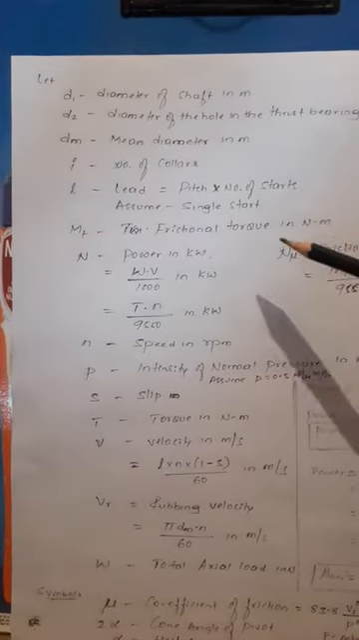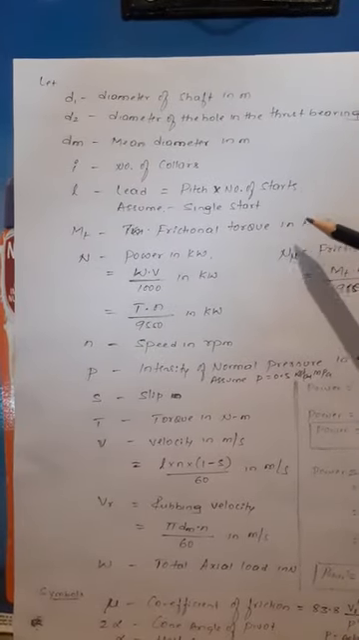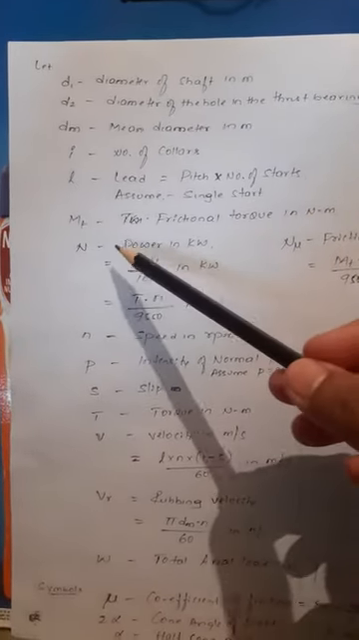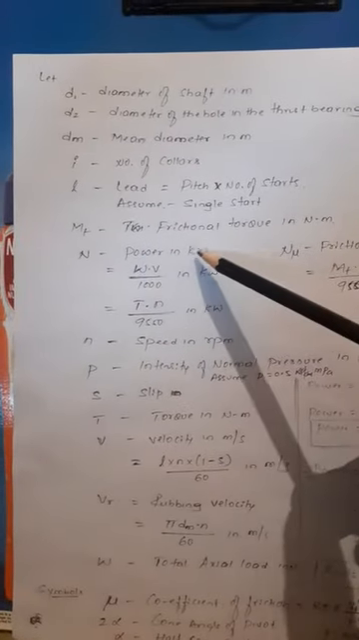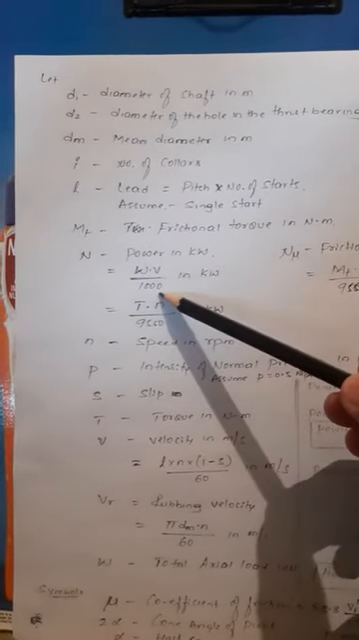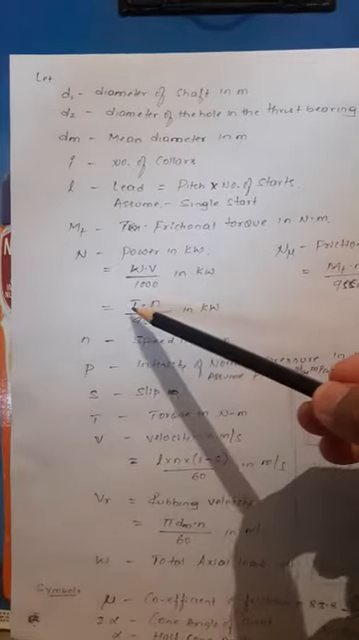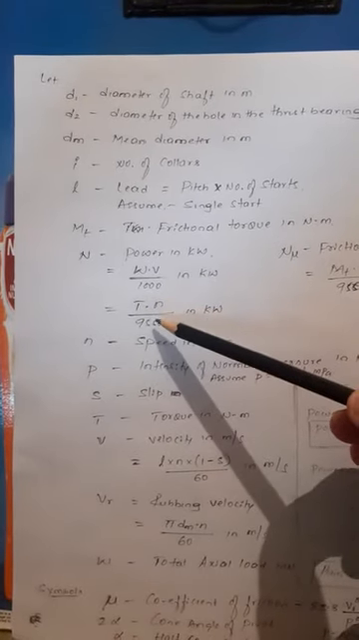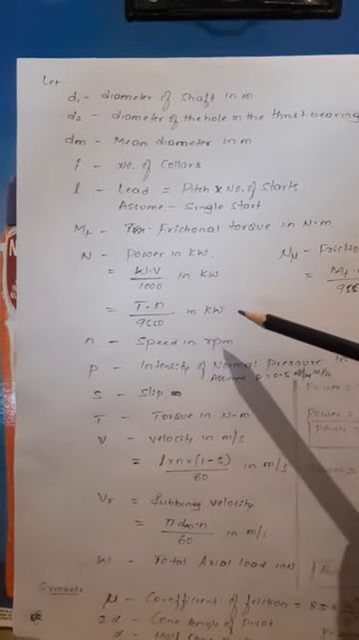What is the loss of torque? It is resisted. This is in Newton meter. Now power, as you know, power in kilowatt is equal to W into V divided by 1000, or one more formula: torque into speed divided by 9550 in kilowatt.